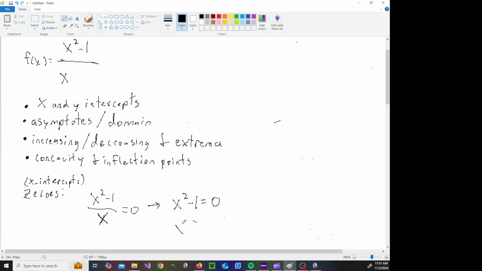Well, how can I solve that? If I add 1 to both sides, I get x squared is equal to 1, which then has solutions x is plus or minus the square root of 1. Well, hey, the square root of 1 is still just 1. So I have two zeros, x is plus or minus 1. So f of x is equal to 0 at x equals negative 1 and positive 1.